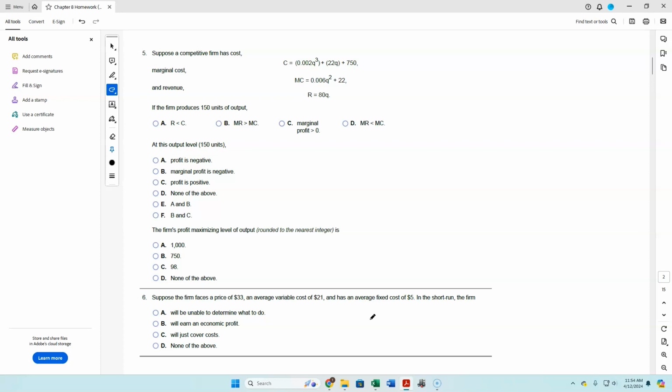Okay, number 5. Whew, looks long. Okay, so let's start here. We've got a competitive firm here with a cost function, a marginal cost function, and revenue. And if the firm produces 150 units of output, we're then asked what's going to happen. So let's find out what its marginal cost would be. That would be 0.006 times 150 squared plus 22.